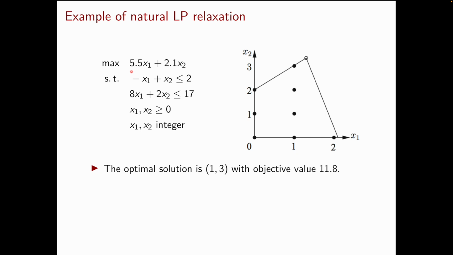In this example, we maximize 5.5x1 plus 2.1x2, subject to two linear inequality constraints, non-negativity constraints, and integrality on both variables. On the right, we see a picture of this feasible region.